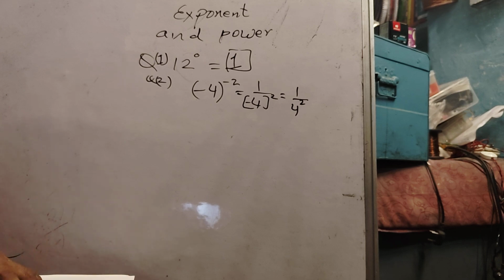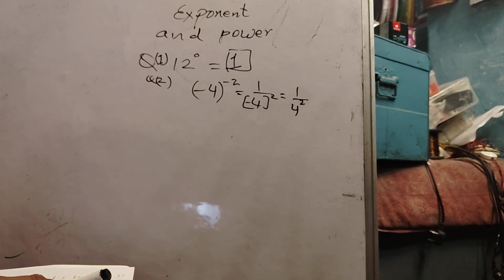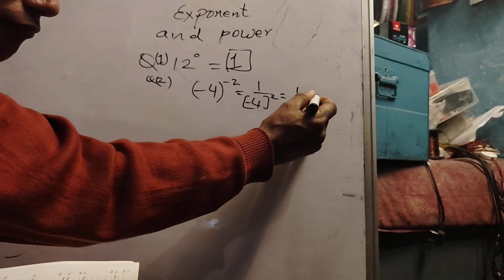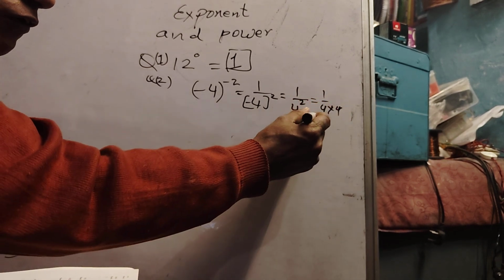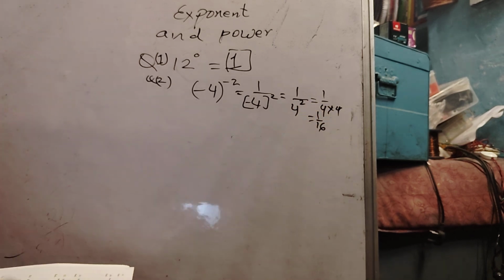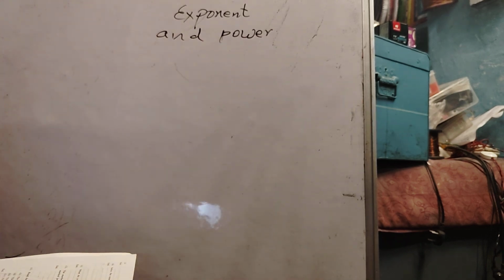4 raised to the power 2 is what? It means 4 into 4, so it could be 1 over 16. Yes, 1 over 16. Next problem.